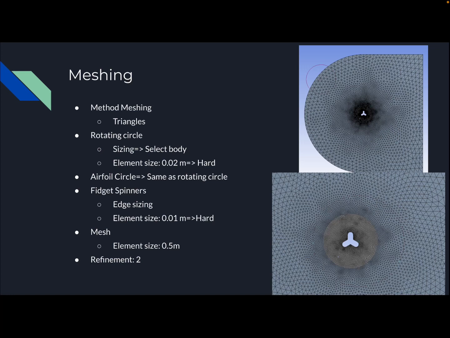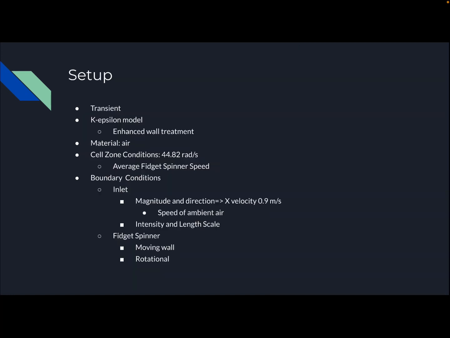And then for the general mesh sizing, which isn't selected on anything, you just click mesh in the command window and change the element size to 0.5 meters. Once you've done all of this, you want to do a refinement of 2 to shrink your meshing in order to get a finer mesh around your fidget spinner, because that's what we're focusing on for this study.